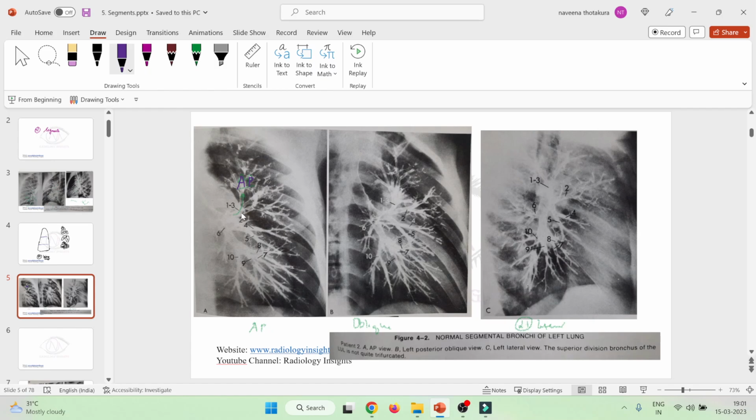Then we have the anterior division. This is actually the bronchus which is 2, which is anterior. It supplies the anterior division of the upper lobe of the left lung. This is the anterior segmental bronchus which supplies the anterior division of the upper lobe of the left lung. Then we have the lower division of the upper lobe.